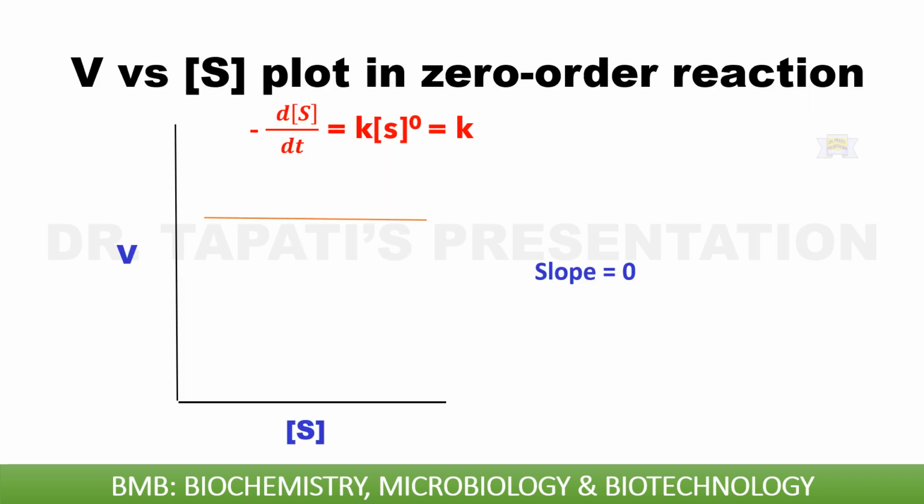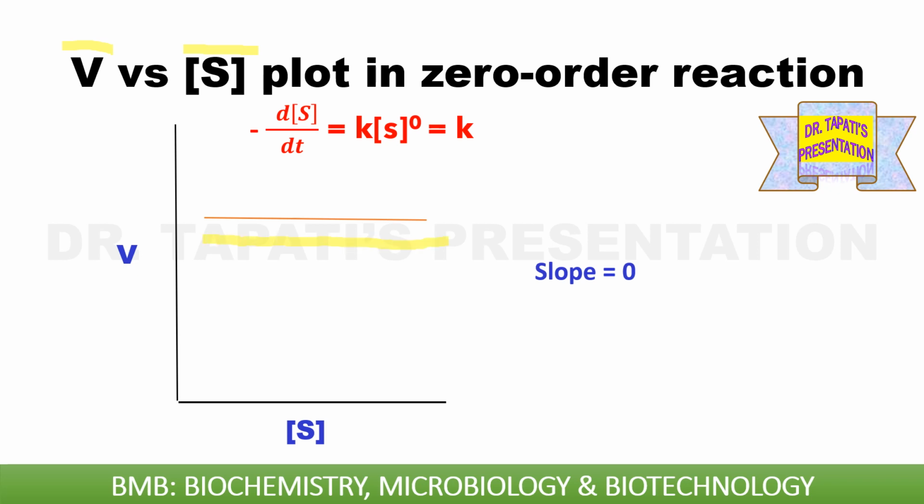The answer is, in case of zero order reaction, the rate of the reaction is equal to the rate constant, that is K. If we plot V versus S graph, or velocity of the reaction versus substrate concentration graph, we will find a straight line with slope 0. Which means if we increase the substrate concentration, there will be no change in velocity, and therefore we are getting a straight line.